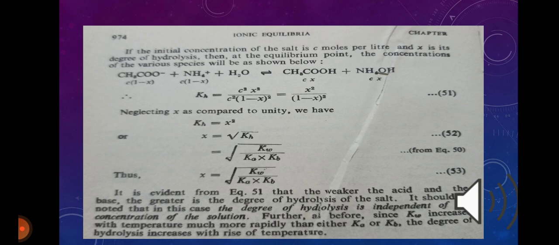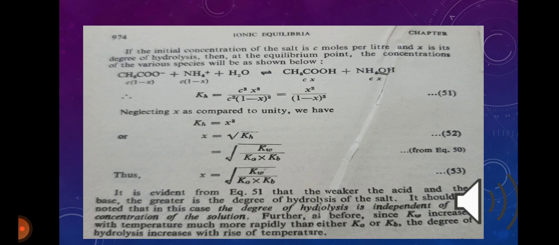Neglecting the X as compared to unity, we can neglect the X. We have Kh is equal to X square, so X is equal to root of Kh, consider it as equation 52, or that is equal to root of Kw divided by K alpha into Kb. So thus X is equal to root of Kw divided by K alpha into Kb. Consider it as equation 53. What is Kw? Dissociation constant of water. K alpha, dissociation constant of acid. Kb, dissociation constant of base.